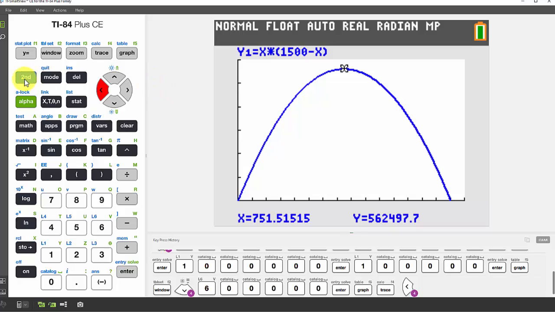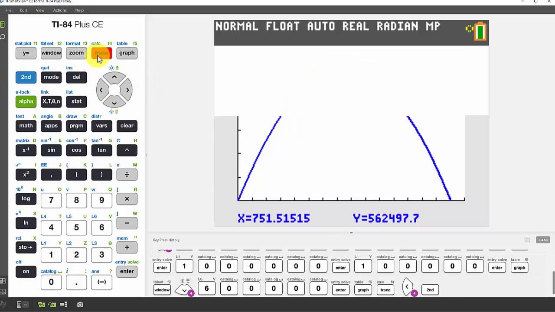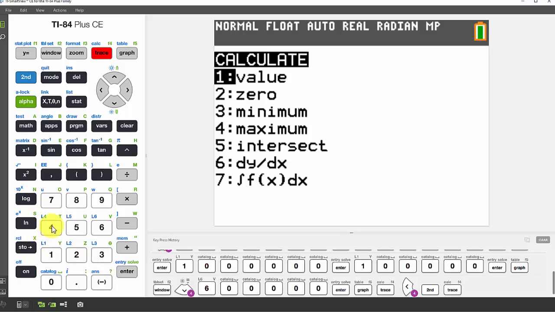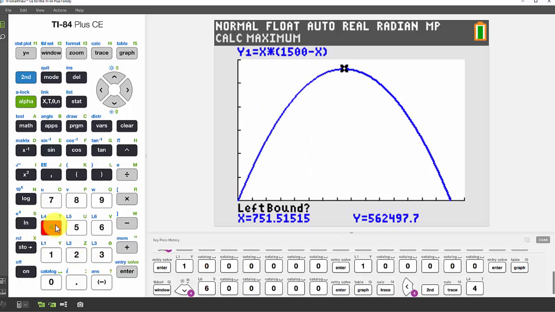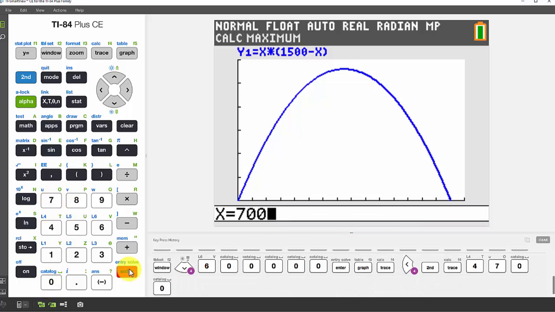And so what we've suggested in previous videos is that you would use either the minimum or the maximum function, and that's what I'm going to use here, number 4. So as far as a left bound, I'll go with 700, and as far as a right bound, I'll go with 800.